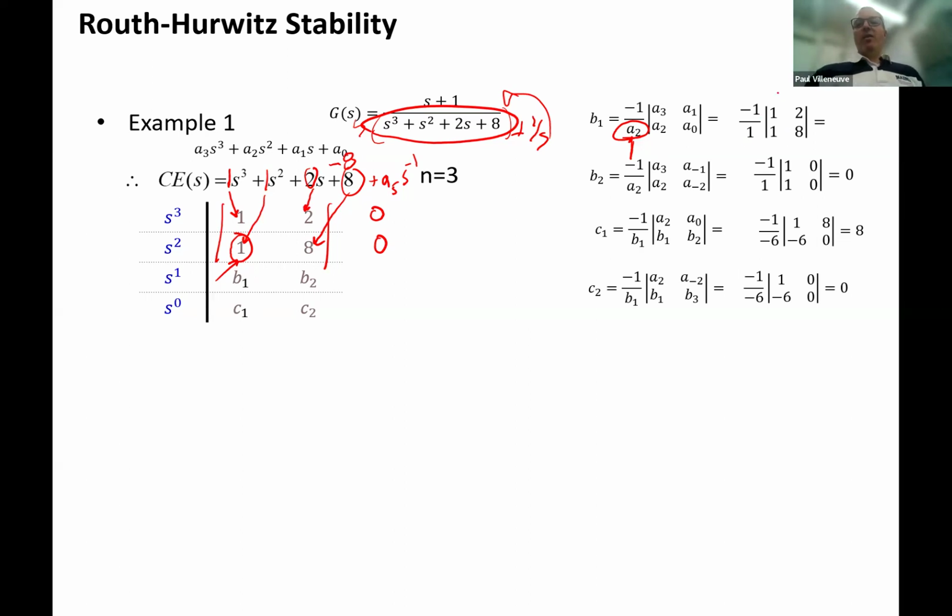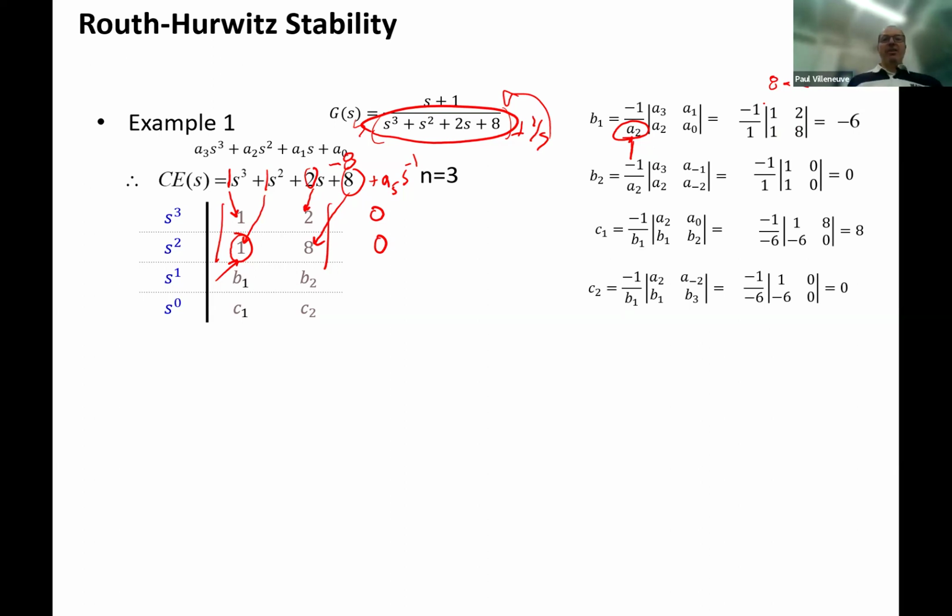So we have -1 over 1. And so we're going to go 8 minus 2, because it's 8 times 1 minus 2 times 1. So 8 minus 2 is 6. Then we multiply by the -1 up front, and we end up with -6. Okay.